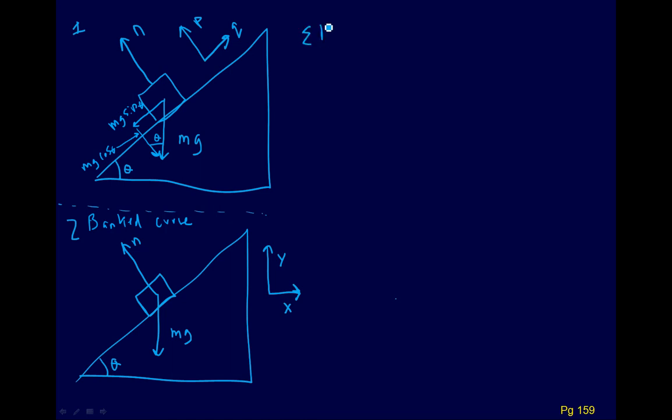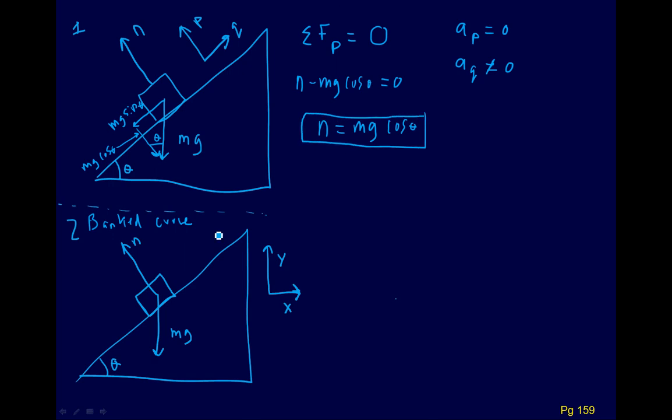And so if we do the sum of the forces in the p direction, that comes out to be 0, because in this case acceleration in our p we know is 0, and acceleration in our q is not going to be 0 because it's going to slide down and accelerate down the incline. So the sum of the forces in p equals 0, and you get N minus mg cosine theta equals 0. And so you get this equation that you get kind of used to, mg cosine theta equals the normal force.